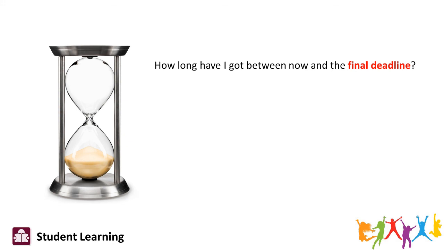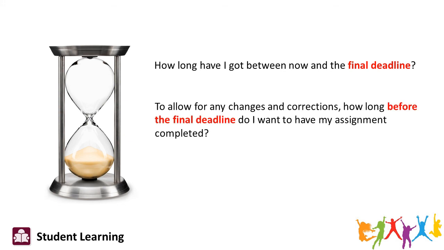First of all, perhaps the most obvious starting point, how long have we got between now and the final deadline? Crucially though, if we think perhaps a bit of a way before that final deadline to allow for any changes or corrections that you might want to make to the final assignment, how long before the final deadline would you actually want to have the assignment more or less complete, bearing in mind that you probably will want to make changes and adjustments and corrections before you hand the assignment in?